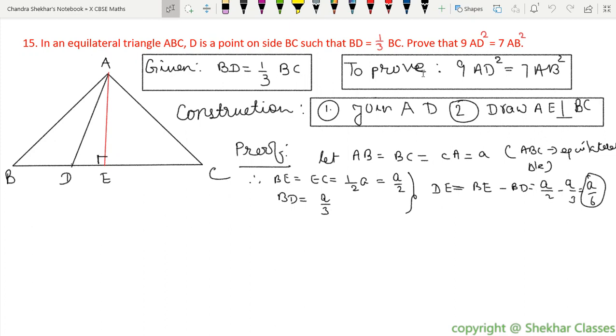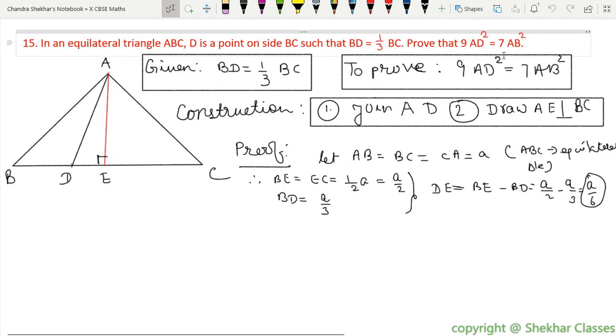D is a midpoint third of BC. Prove that 9AD square is equal to 7AB square. So this is the triangle ABC. You can see I have marked D here in such a manner that BD is 1/3 of the entire BC.